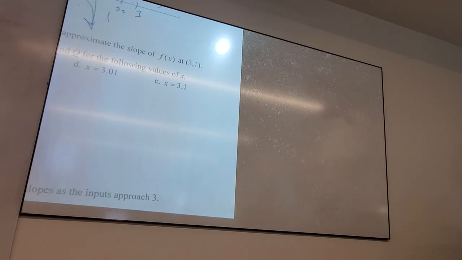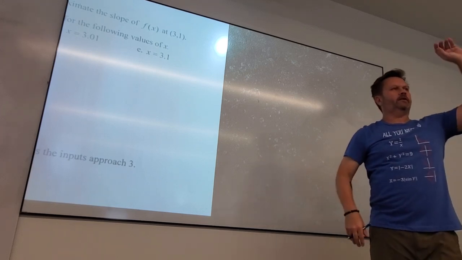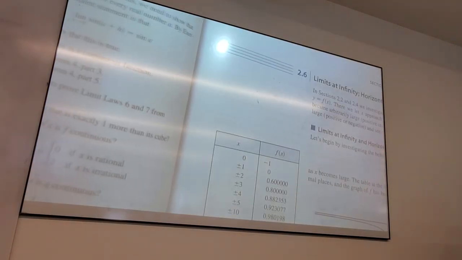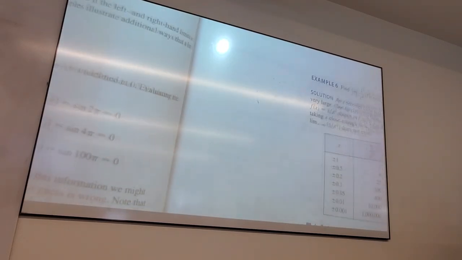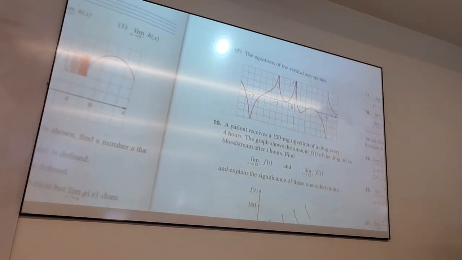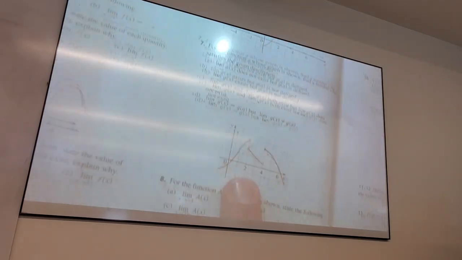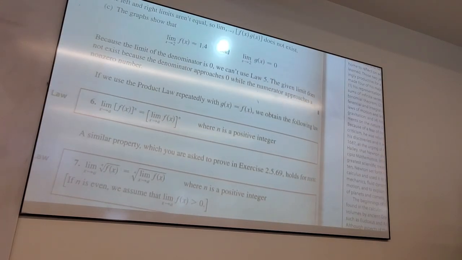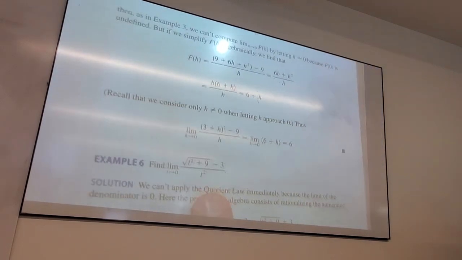So 2.1 is the table method, very computationally heavy. 2.2 and 2.3 are the graphical and algebraic ways. 2.2 is the graphical way, where we did problems like this, asking you limit questions. 2.3 is more algebraic, stuff like this.